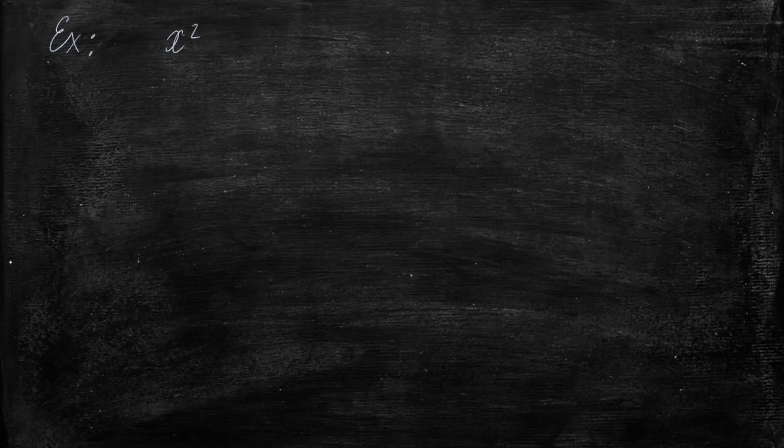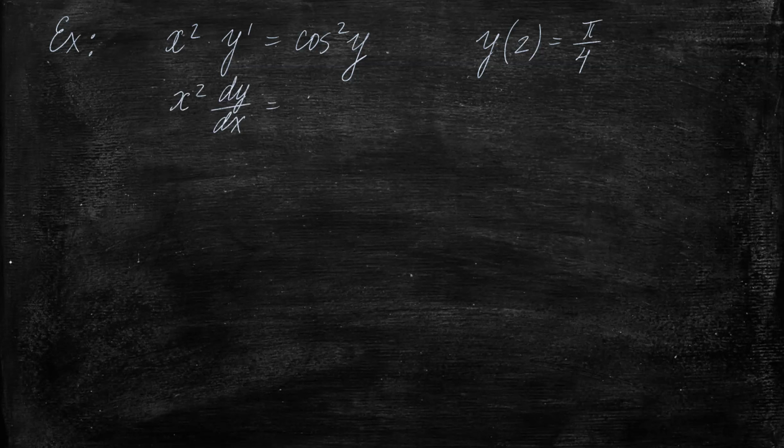Let's consider this problem. And this time let's make it an initial value problem. So let's assume that y of 2 is equal to 5 over 4. So first step is to separate. So we're going to separate it by rewriting in Leibniz notation, and then rearranging.